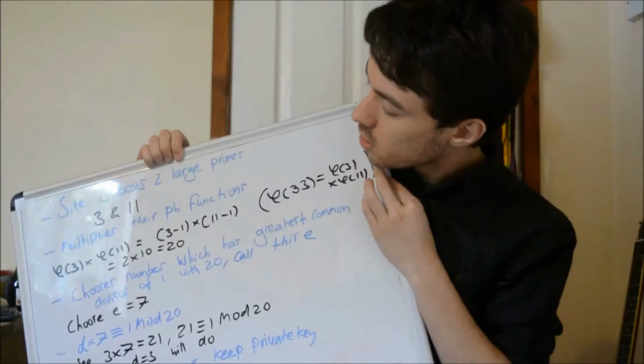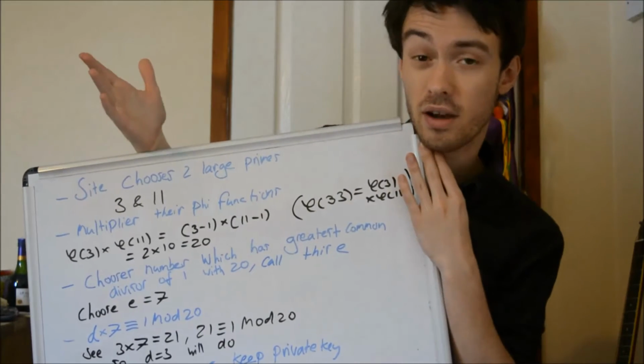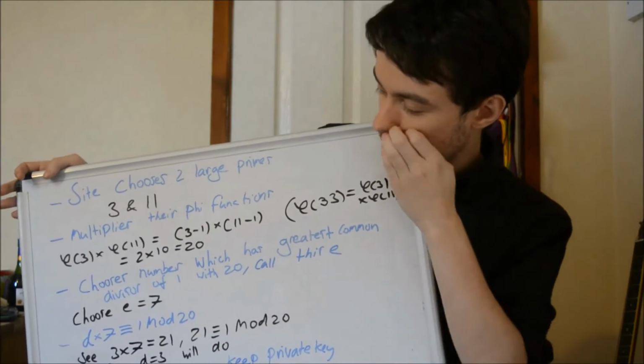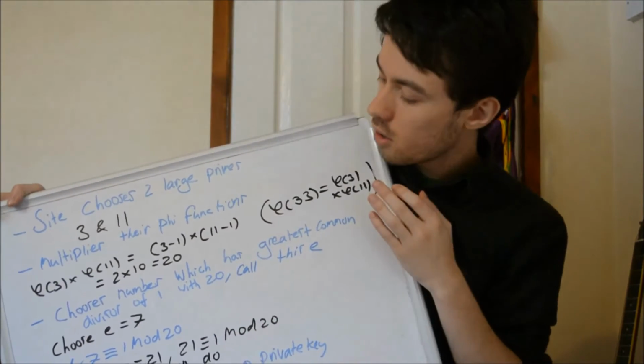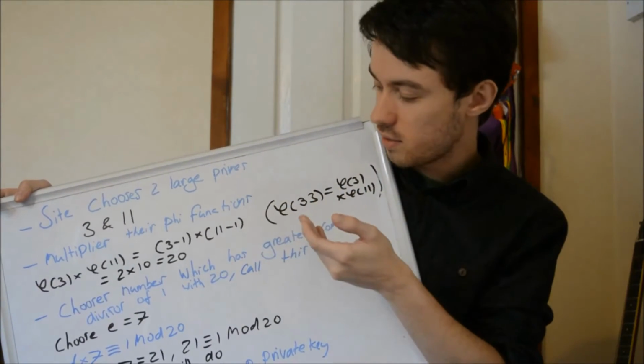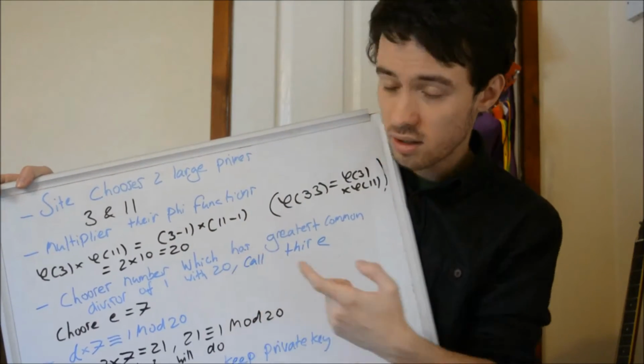So before we can send the site secure information, the site has to set up a sort of key system for us to use. And this is how they set it up. So they choose two large prime numbers. I've gone for 3 and 11. Obviously they're not that large, but this is just an example. And then we do the phi functions of them, and because they're both prime, we know that that's just going to be 1 less for each of them, and we multiply them together. So we end up getting 2 times 10 equals 20.